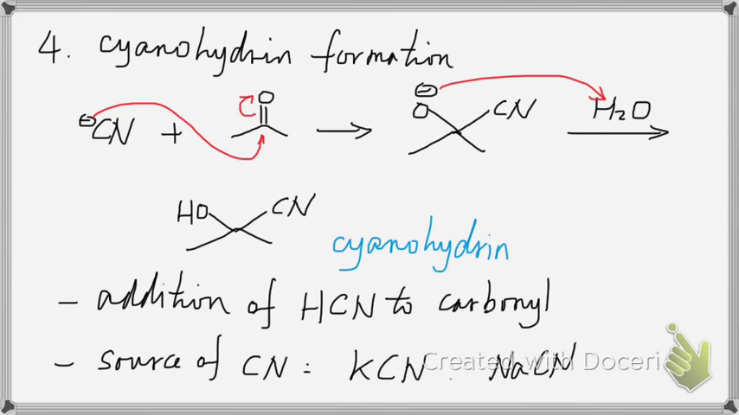We cannot use HCN, hydrogen cyanide, for the direct addition. Why? HCN is a weak acid, so it does not dissociate very much in solution. And more importantly, you probably heard of this, HCN is very toxic. You don't want to use it in the lab. So the source of the cyanide ion is going to be a salt, potassium cyanide or sodium cyanide.